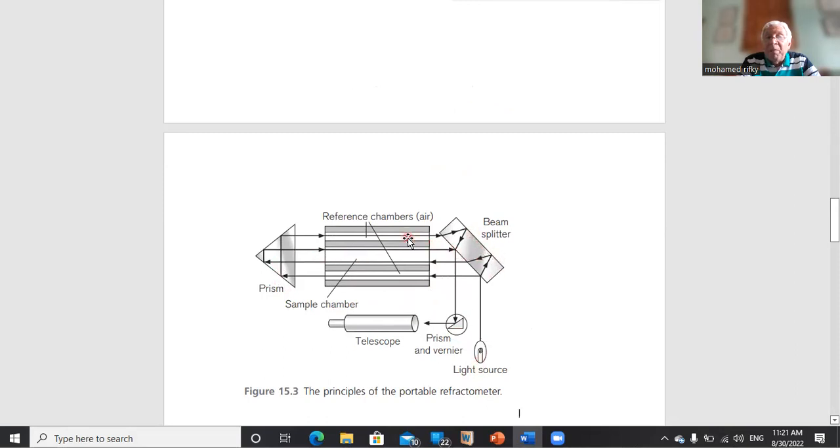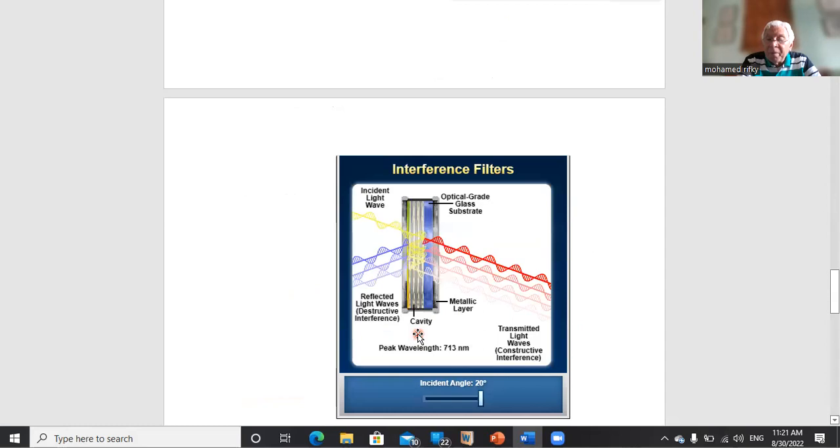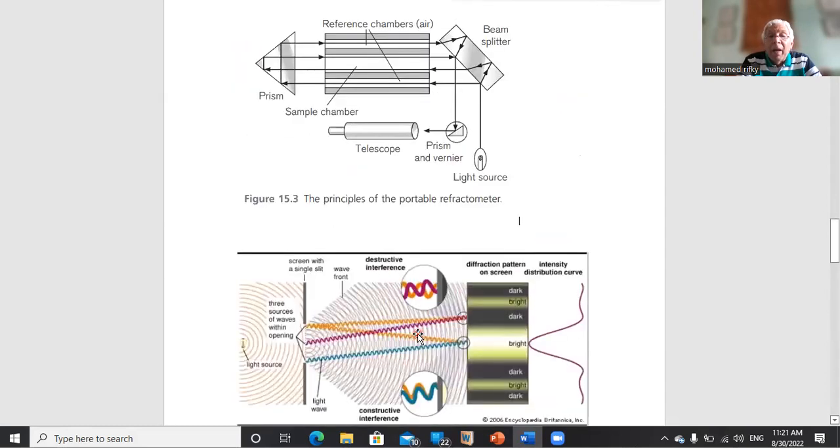the light source, and then we have two beams going through the two chambers. Then this is the telescope where we visualize the difference between the refractive index of both of these chambers, and accordingly we adjust the prism to get the required degree, so that I can know the difference between the refractive index of both of them. This is how we create the bright fringe, and this is the dark fringe. When two sine waves are superimposed and not in phase, we create the dark one. Whenever they are in phase, they cause a potentiation and an increase in the amplitude.